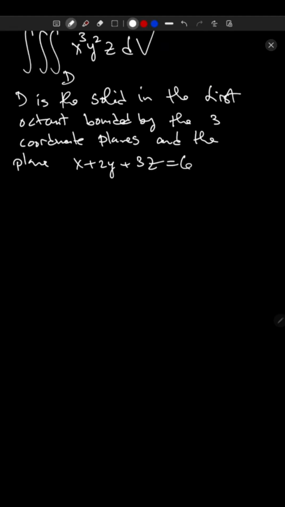As with two variable calculus, you always want to draw your region. So this is going to be happening in the first octant, right? The boundaries of this solid are going to be the three coordinate planes. So let's draw them. Again, we're drawing our region. And this plane right here, x plus 2y plus 3z equals 6.